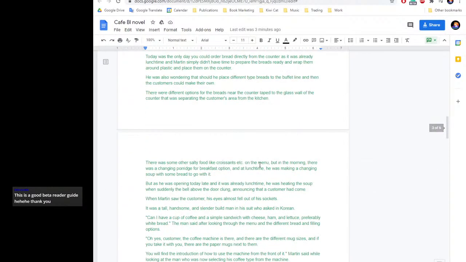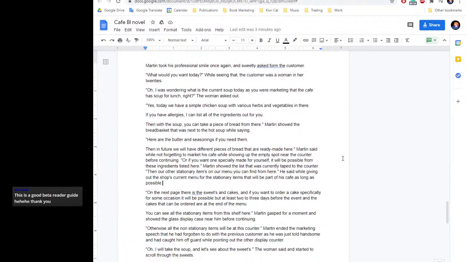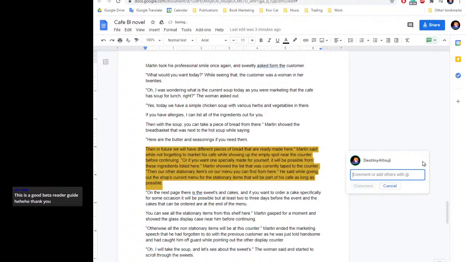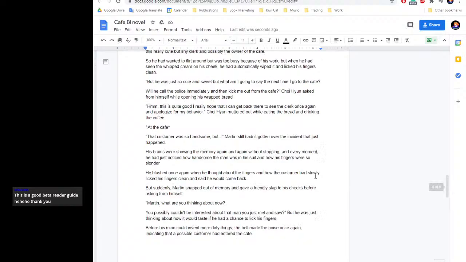If you're just a normal reader, this kind of thing can irk you, and you can highlight the entire paragraph to the author. For example, you can click and add a comment over here and say, too chunky, hard to read, things like this. So it's up to the author to decide if they want to change this, to break it up, to edit, to reformat it in a way that's easier for readers to follow. So yeah, this is what a beta reader does.